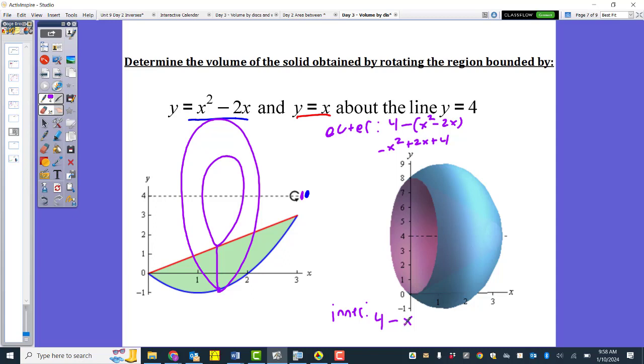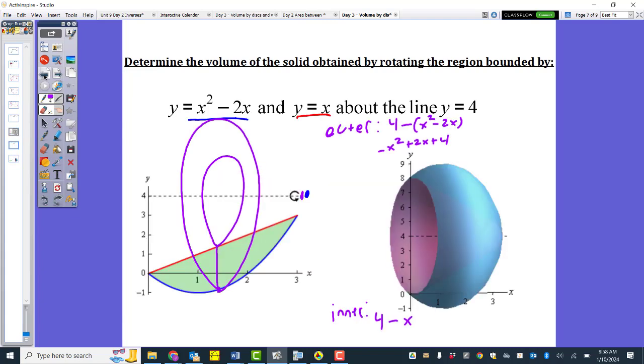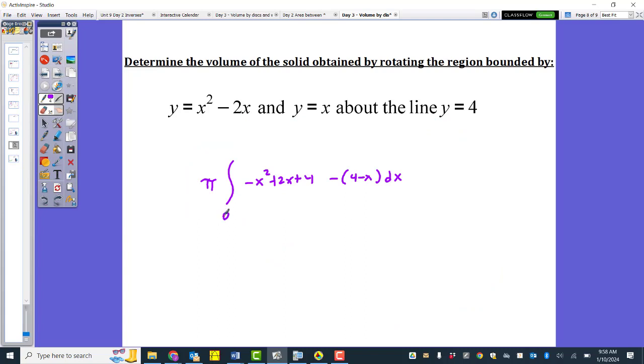And so now we can go to set it up. You have the integral from, and we'll find the intersections in a second, negative x squared plus 2x plus 4 minus, and then 4 minus x dx with our pi on the outside. Don't forget that. The last thing to do is just find where they intersect. If we go back here, we see they intersect at 0, and it looks to me like they intersect at 3. I guess we could calculate it if we need to, but I'm going to go off the graph we were given. 0 to 3, and then we just simplify some of this before solving.